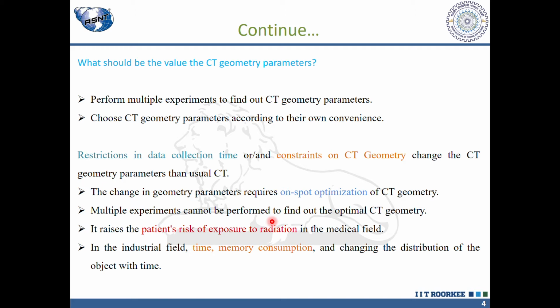Some people calculate the fan beam angle according to the size of the diameter, which is also decided by the number of detectors. But in industrial applications there are restrictions in data collection times and constraints on CT geometry parameters. So these restrictions change the CT geometry parameters for every experiment, and the number of detectors and size of the object change every time.